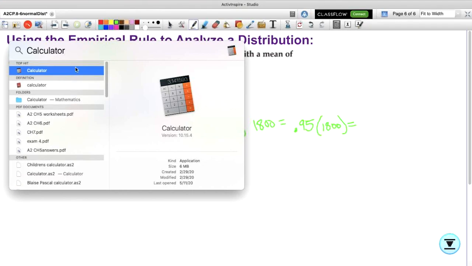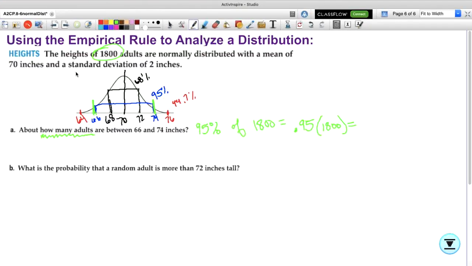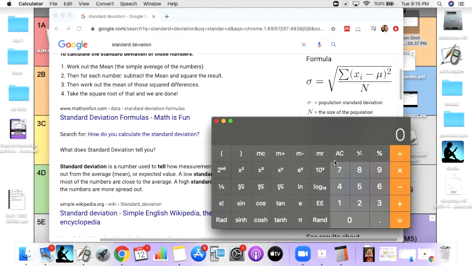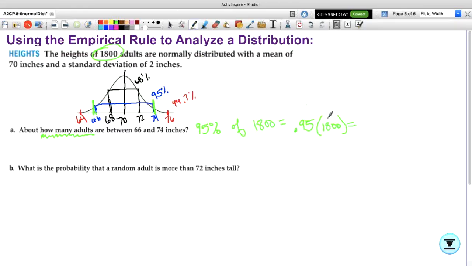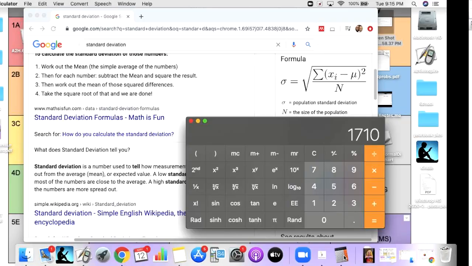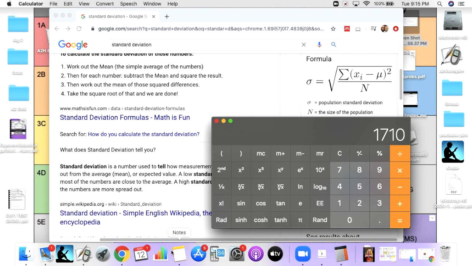I know I could have just typed in what I wanted to, 0.95 times 1,800. And I get 1,710 people. So that's how many represents that 95%. What was it? 1,710.